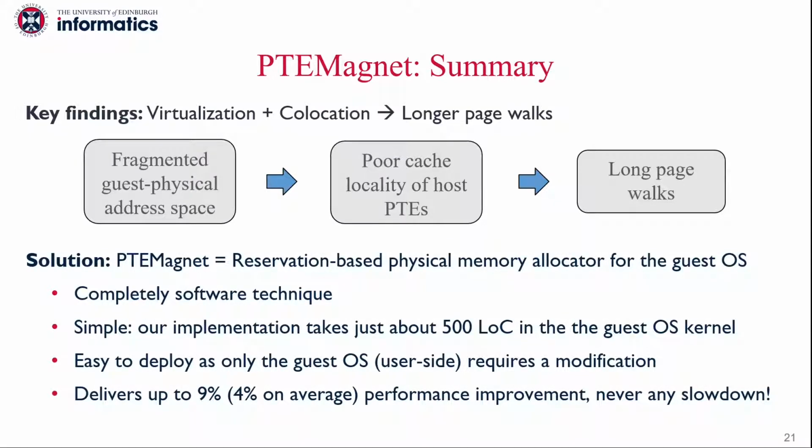In response to these observations, we propose PTEMagnet, a reservation-based physical memory allocator for the guest operating system. PTEMagnet restores performance of page walks in collocation. PTEMagnet is a completely software solution, it takes just about 500 lines of code and can be enabled by cloud customers without involvement of cloud providers. Our evaluation shows that PTEMagnet delivers up to 9% performance improvement and never slows down the system.